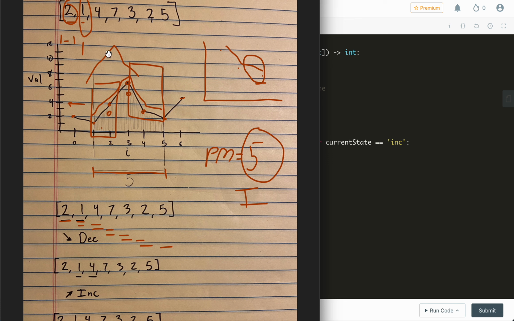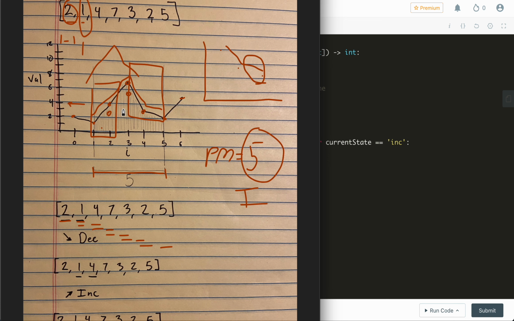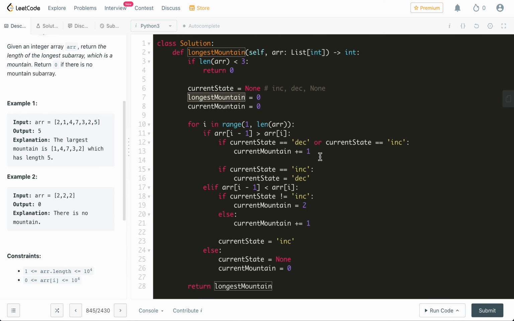Well, we said that, for instance, I'll change the color here to a bright red. If we are increasing but stop, meaning we increase, I don't like that color. Let's do a beautiful blue. So if we are increasing but then we stop, meaning this is the end of our array, there's no mountain because there needs to be a decrease. So once we start decreasing, then we can be sure that there is a mountain.